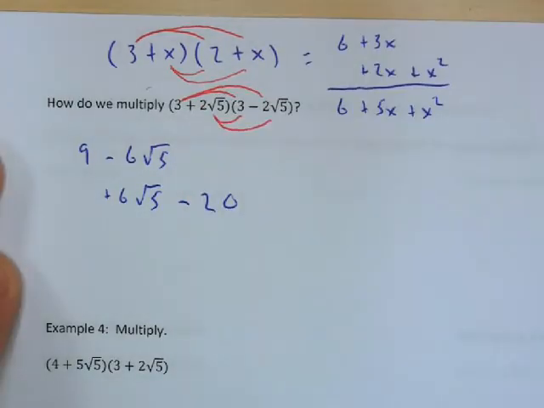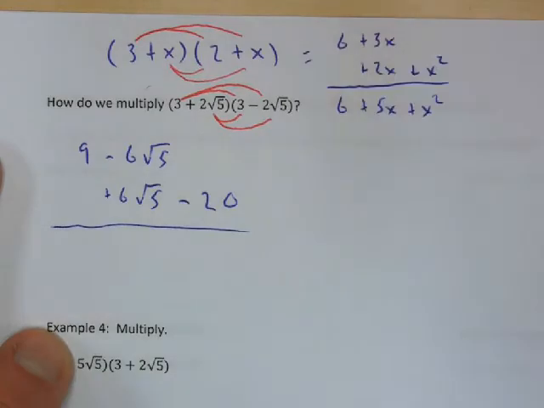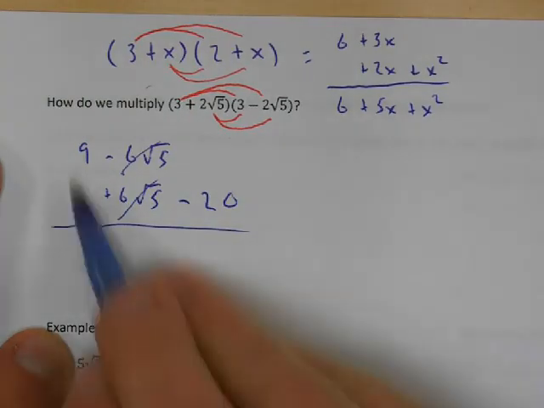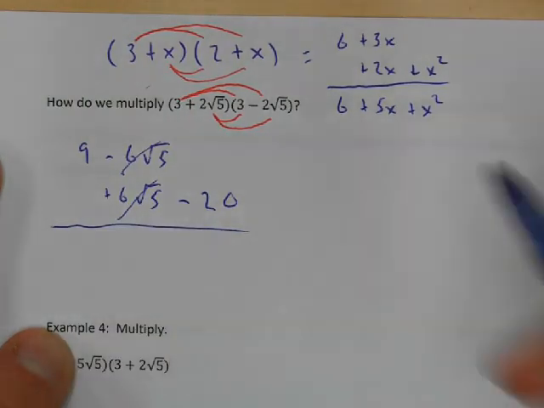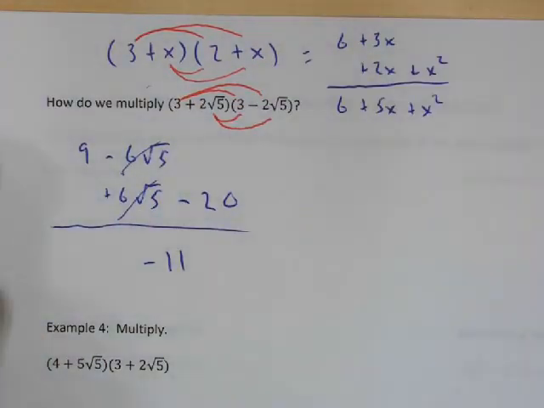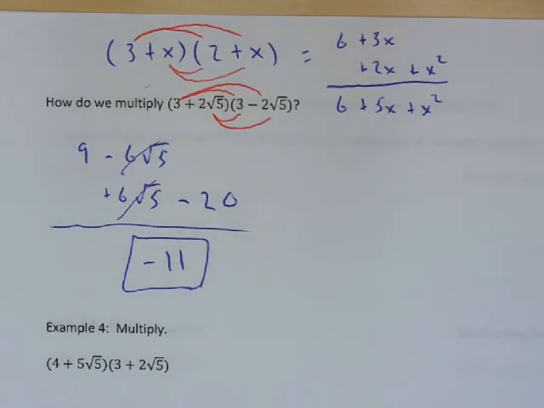Okay. The last thing we want to do is combine like terms. Let's see. First of all, these cancel out because positive 6 root 5 minus 6 root 5 is 0. And then we got 9 minus 20, which gives us negative 11. Okay. Now, so that's our answer. Now, you might have noticed this is actually a special case, which is going to come up quite a bit in this section and throughout this chapter.